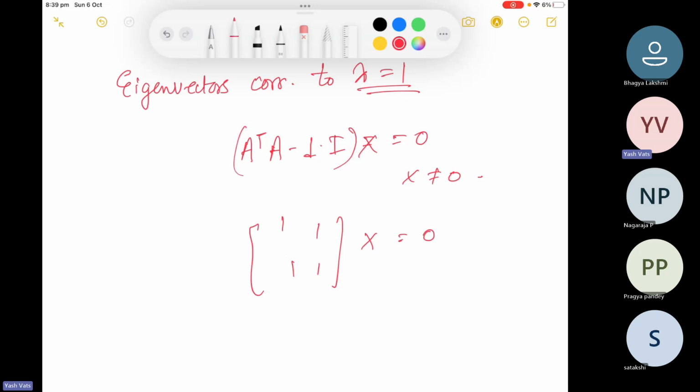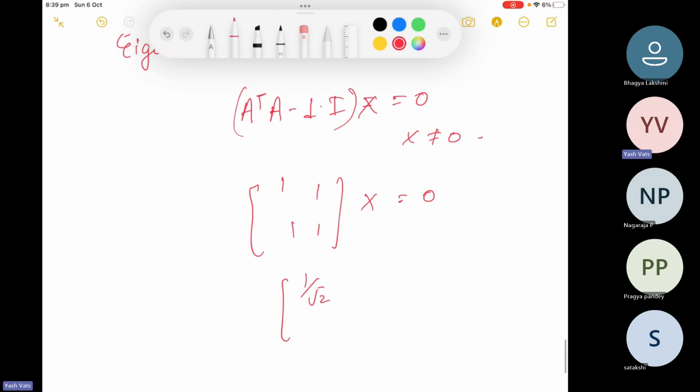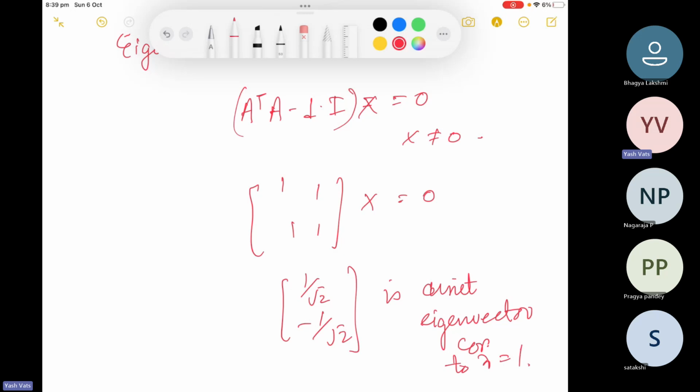So what is x in this case? X is something like 1 by root 2, minus 1 by root 2, which is orthonormal, a unit eigenvector corresponding to lambda equals 1. All right.